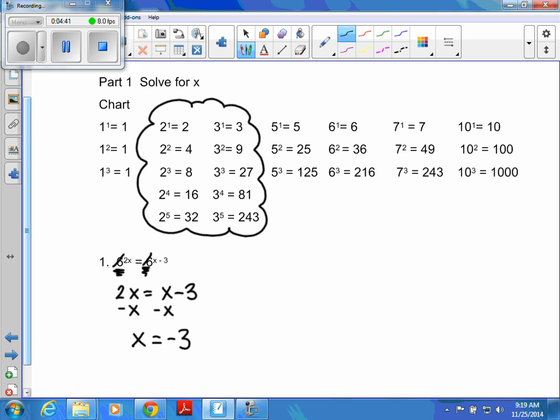Final answer. Now it's going to get tougher in the next problem. Now your base numbers will not be the same, and we're going to do a whole bunch of these problems.